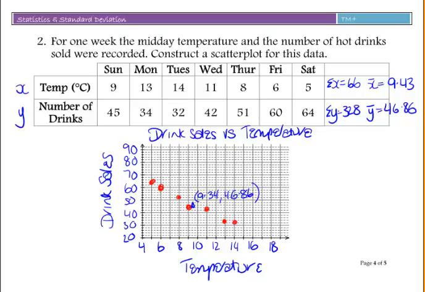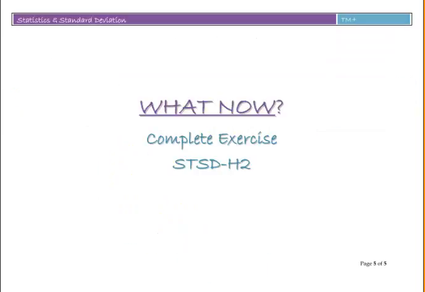Now I need to draw my line of best fit. Again, remember a clear ruler, and remember it needs to go through your mean, and you want it to be as even as possible with points on either side of the line. Might have that there. Okay. So what now? Practice Stsd H2.